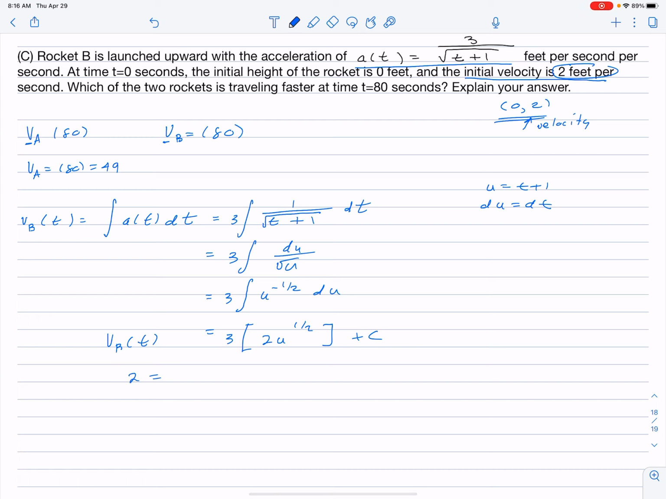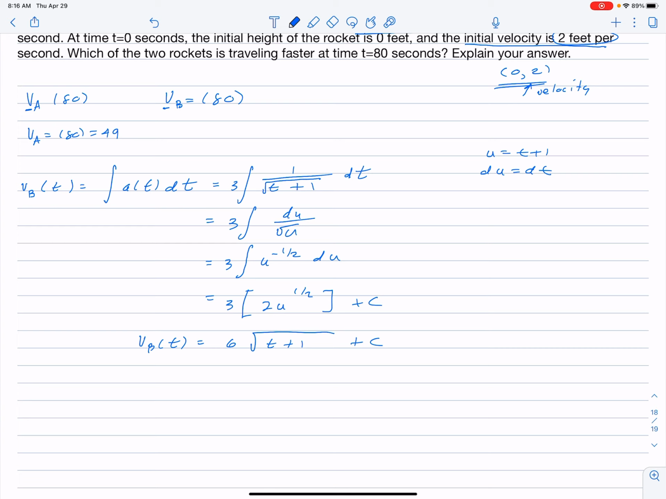Before I do that, let's write our v of b function. Let's put it back, let's do our substitution, just so I don't lose anybody here. So v of b of t equals 3 times 2 is 6 times the square root of t plus 1, plus c. There we are. Now let's plug in our initial condition. It was at time 0, so 0 plus 1, plus c. So this gives us 2 equals 6 plus c. So I think you guys would agree c equals negative 4.